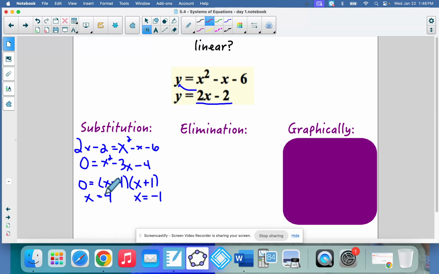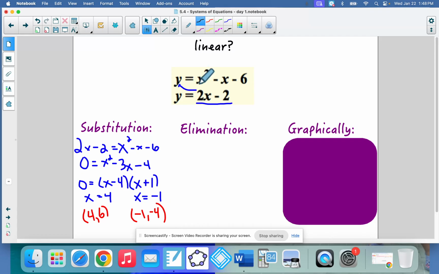So I need to take my x's and plug them into either equation. The bottom one looks obviously a lot easier. I'm going to use that one. So when I plug in 4 for x, 2 times 4 is 8. 8 minus 2 is 6. So one answer, you want to write like a coordinate. So 4 is the x, and then 6 is the y. And now if I plug in negative 1 for x, 2 times negative 1 is negative 2, minus 2 more, that would give me negative 4. And so those are my two answers. You want to write them as coordinates.